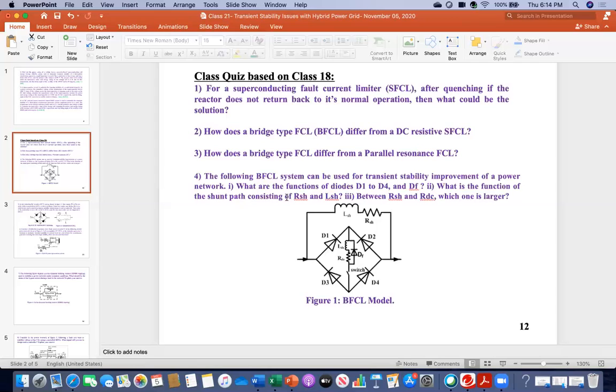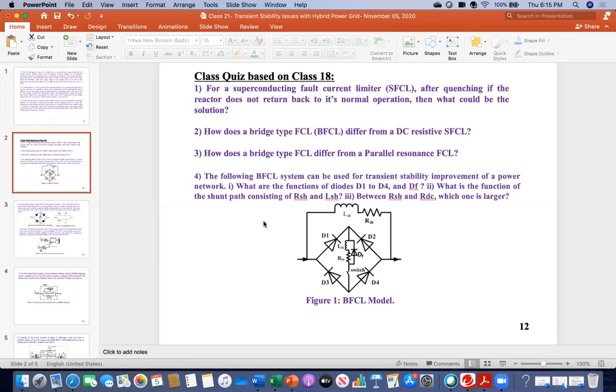Question 1. What are the functions of diodes D1 and D4 and the DF? And question number 2. What is the function of the shunt path consisting of RSH and LSH? And question 3. Between RSH, this one, and then RDC, you see there is another resistance here, RDC. There is one L here, but there is another L here. And there are 4 diodes and DF, and this is the number 5 diode. So between RSH and RDC, which one is larger?